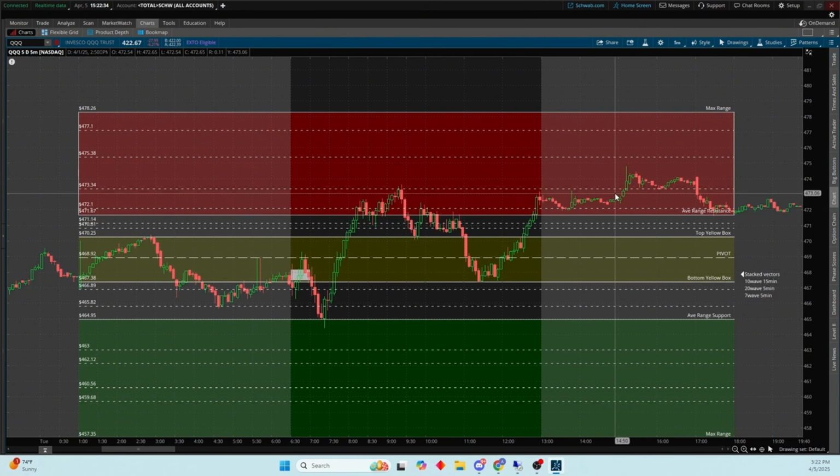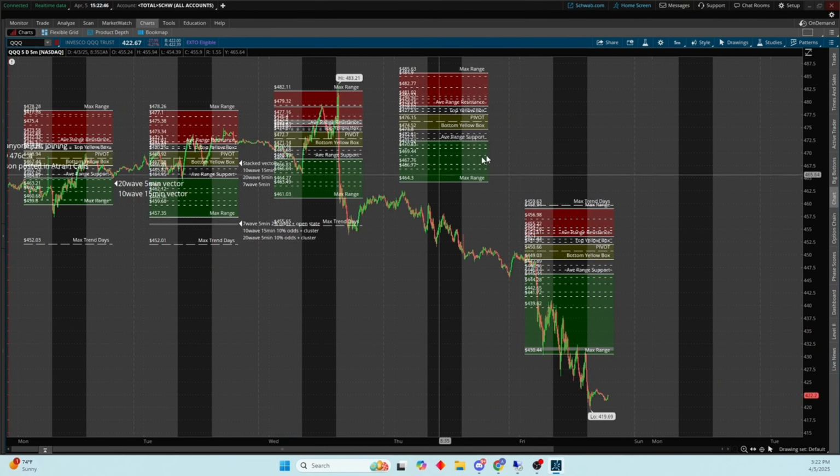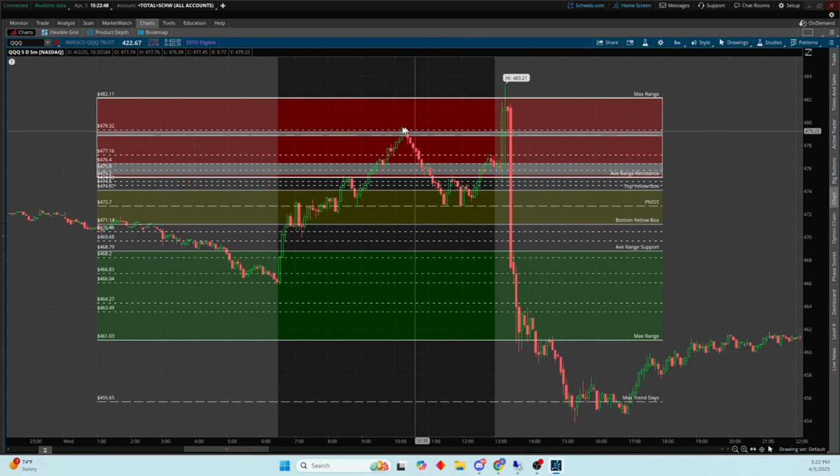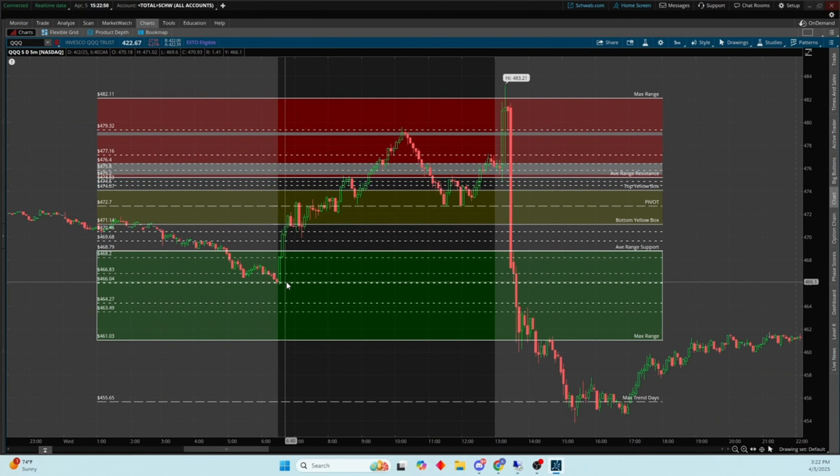And you'll see throughout the day that they actually play very well. They may not be to the penny, but you can see a reversal here. We had some bounces here, bounce off the bottom yellow box, bounce off of average range. Same thing here. You had this reversal off of this one, low of the day off of this one. So I like to chart them and use them in confluence for my trading.